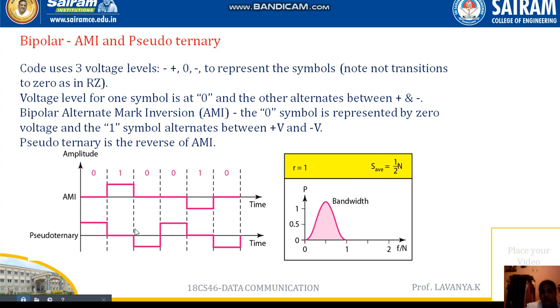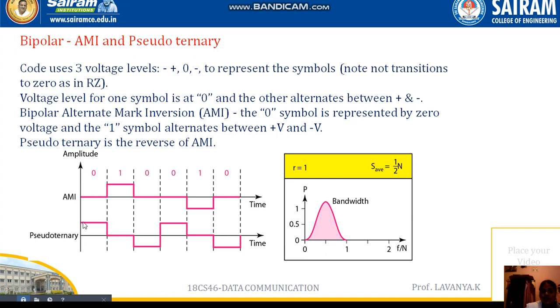But what is the pseudo ternary method? It is totally opposite, totally inverse of our AMI technique. Wherever we get 0, during that time it is going to alternate the voltage. Wherever we get 1, it should be a positive value.